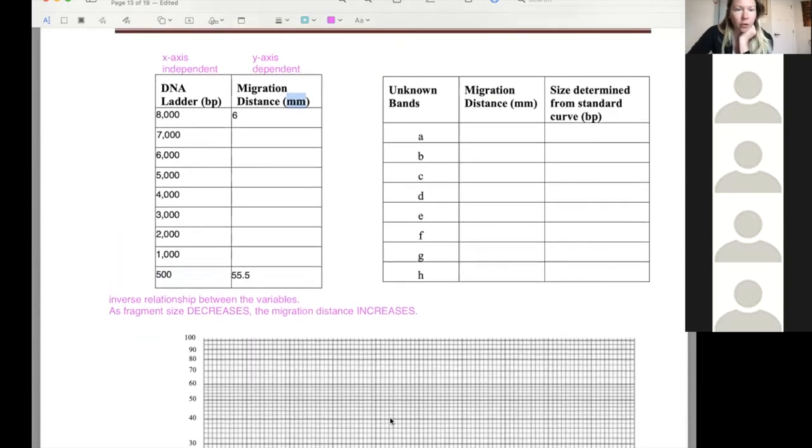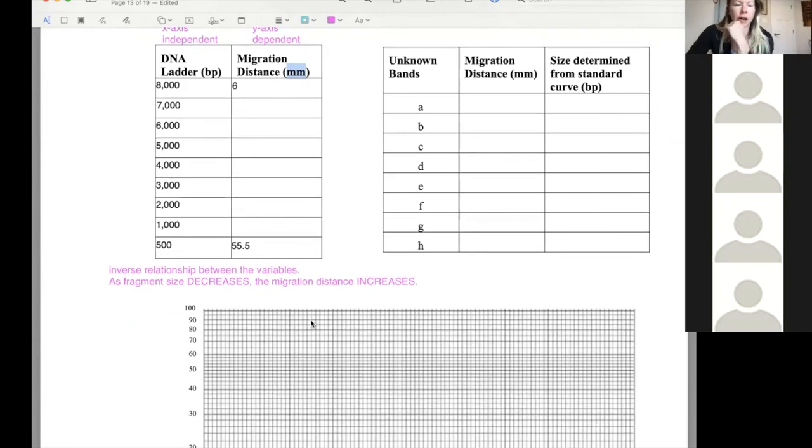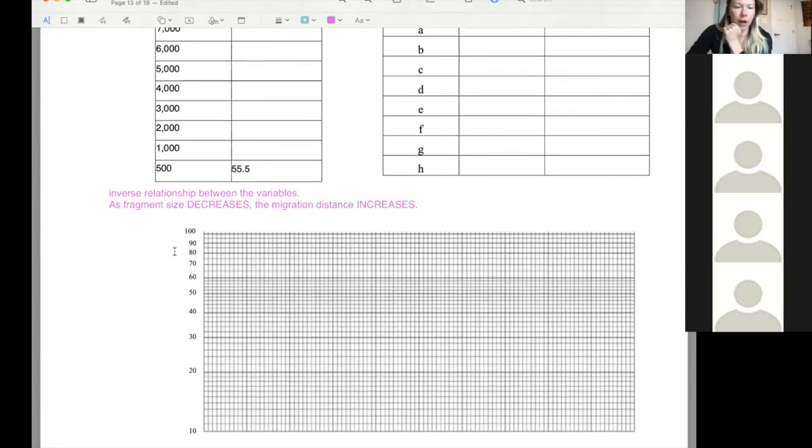Like I said, we're not actually going to graph this, but if we were to graph it, it would basically look something like this. This indicates the distance traveled in millimeters, and the x-axis is our fragment size. Smaller fragments are going to travel a great deal, and the larger fragments are not going to travel as far. It's also a logarithmic scale that we're looking at, so it would look something like this. So the smaller the fragment, the further it'll travel. Larger fragments do not travel as far.